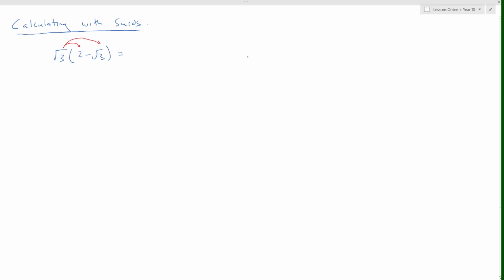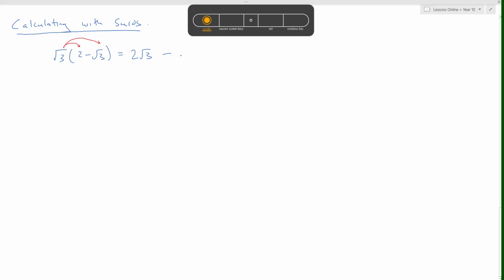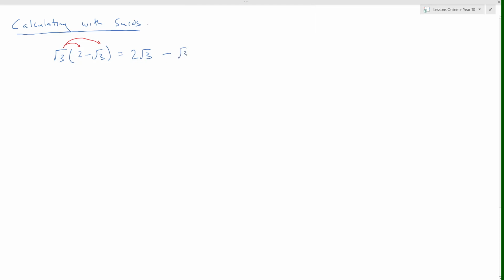Root 3 times 2 is going to give us 2 root 3. And then root 3 times root 3, we just write it here as root 3 times root 3. We don't tend to write this out in full. Root 3 times root 3 is going to give us root 9, and the square root of 9.